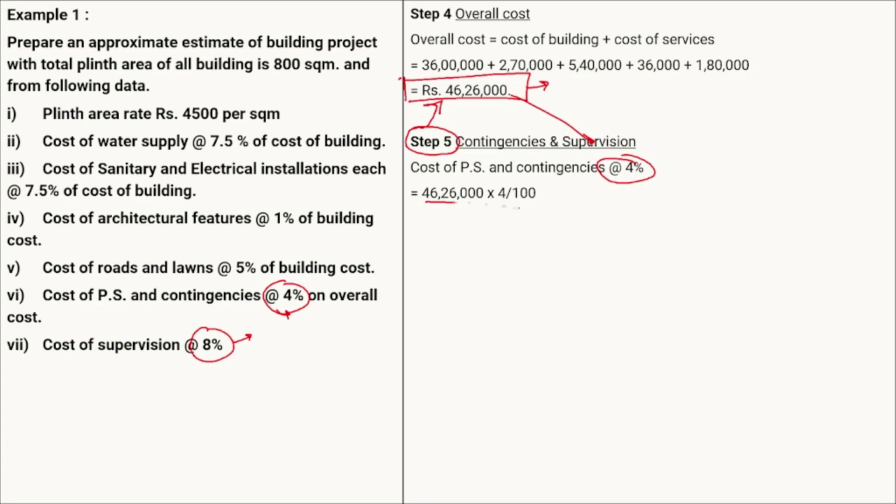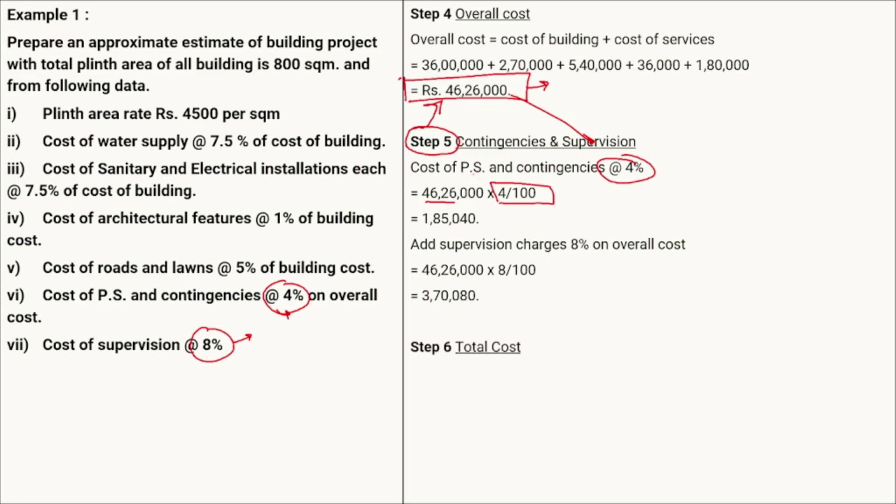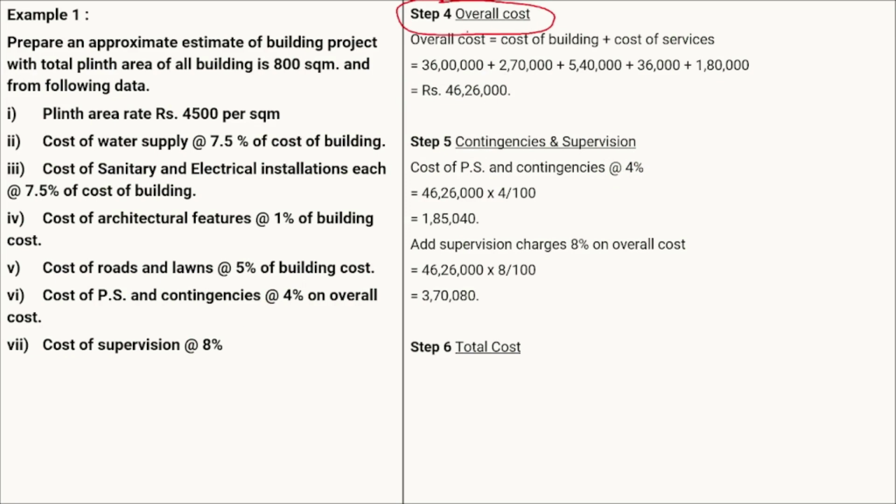So 4% of 46 lakh 26,000, that is 4 divided by 100. Similarly, supervision charges are given as 8%, so it will be equal to 4626 multiplied by 8 divided by 100. This will give us the cost of the contingencies and the cost of the supervision. Now the step 6 will be your total cost. The total cost will be step 4 plus step 5, that is the overall cost plus the cost of the contingencies and supervision. So the total cost will be equal to 46 lakh 26,000 plus 185,040 plus 370,080.